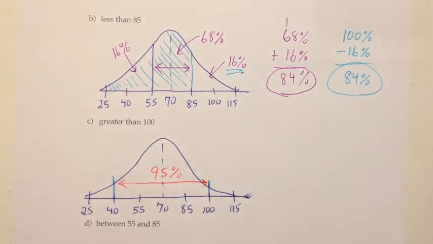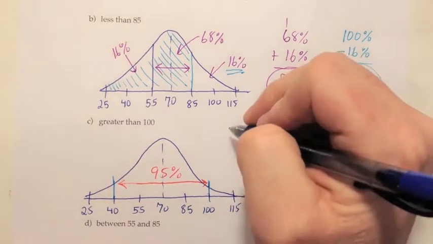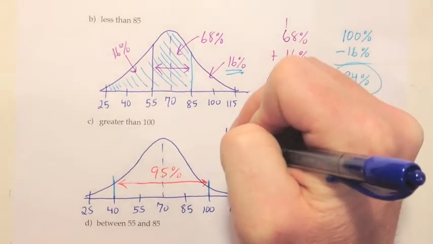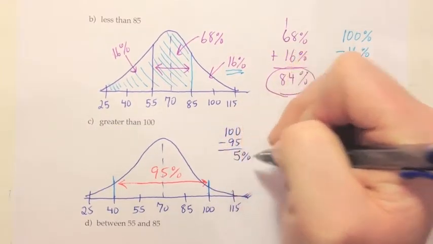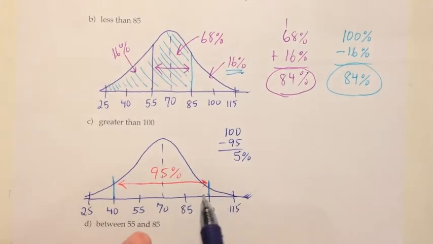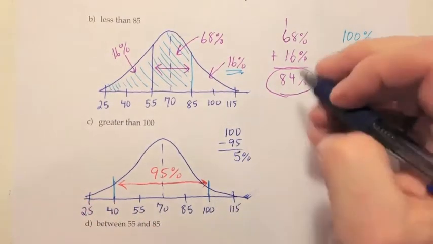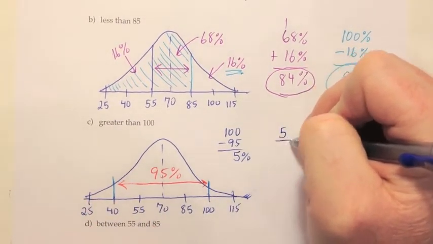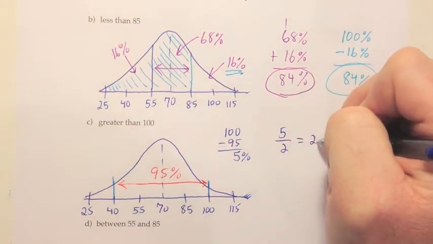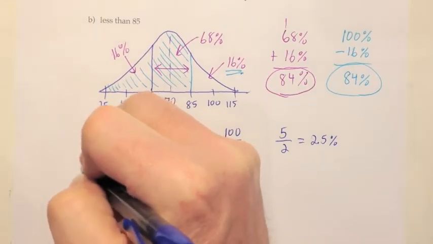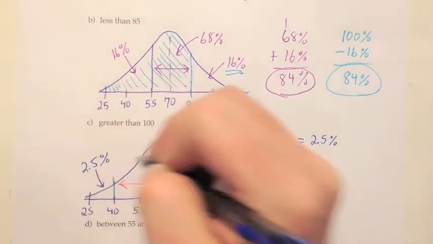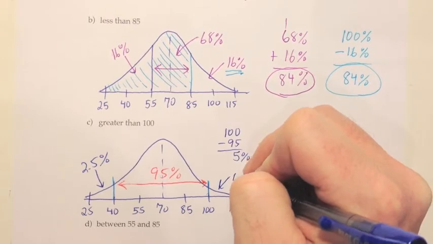And now just thinking about what that means in terms of their outside tails, I'm just going to do a little bit of math there. I know it's 100% overall for the picture. If I subtract 95, that's 5% left over. But where is that, on the left, the right? The answer is split among the two. So if I take that 5 and I cut it in half, that would be 2.5% on each side. So this is 2.5% and this is 2.5%.